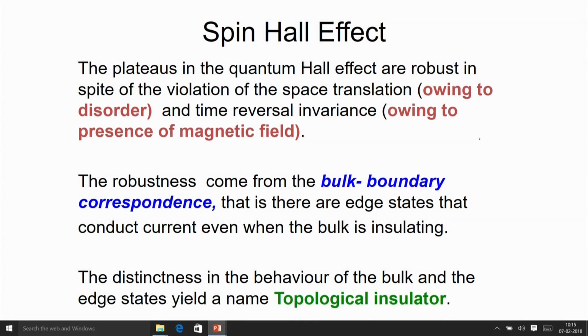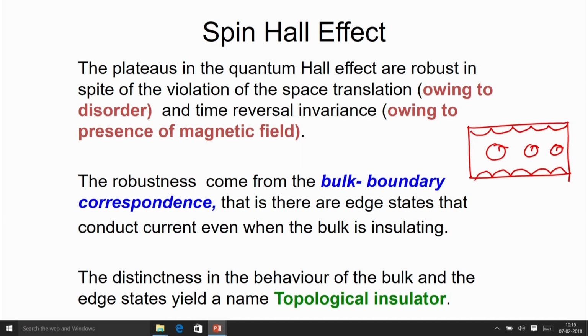comes from the bulk boundary correspondence. What I mean is that the system will only conduct through the boundaries or the edges, and the bulk remains completely insulating. So, the physical picture is that this is a two-dimensional electron gas, and you will have the bulk where the electrons execute a cyclotron orbit, while it skips along the edges, where the entire conductance takes place.